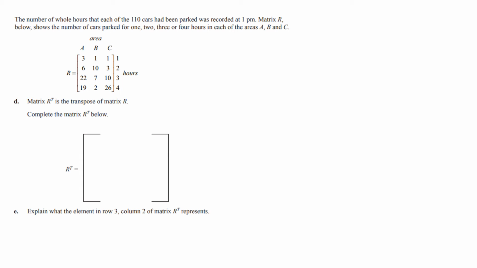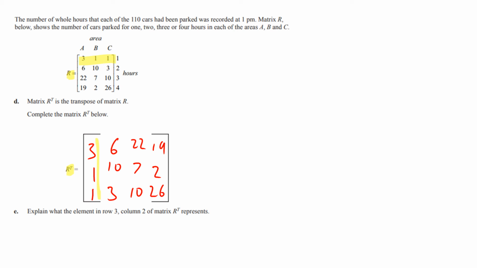Okay, now we've got a matrix R, and we need to do R transpose. You can put it on your calculator, but basically what happens is that the row becomes the column. That's all that happens. So we go 3, 1, 1, 6, 10, 3, 22, 7, 10, and 19, 2, 26. And that's all you have to do. And if you look at that, about 3/4 of people could do that. So that's not too bad.